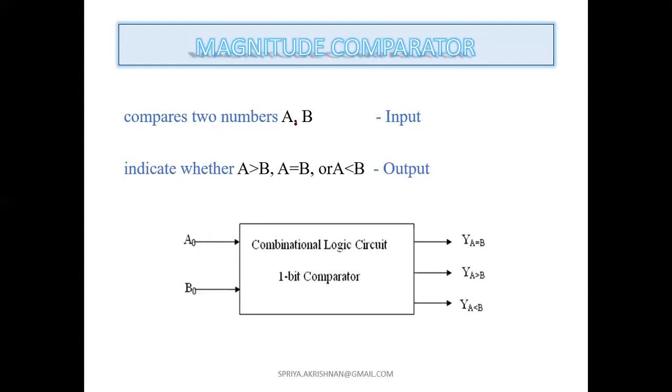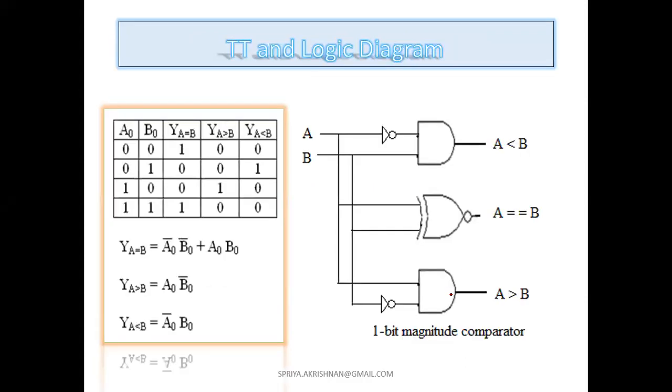So it's a 2-bit comparator. The inputs are A and B, and the outputs I'm getting are A greater than B, A equal to B, and A less than B. So this is a simple block diagram of that with 2 inputs and 3 outputs. These things we discussed in the theory portion itself, and this is our logic diagram.